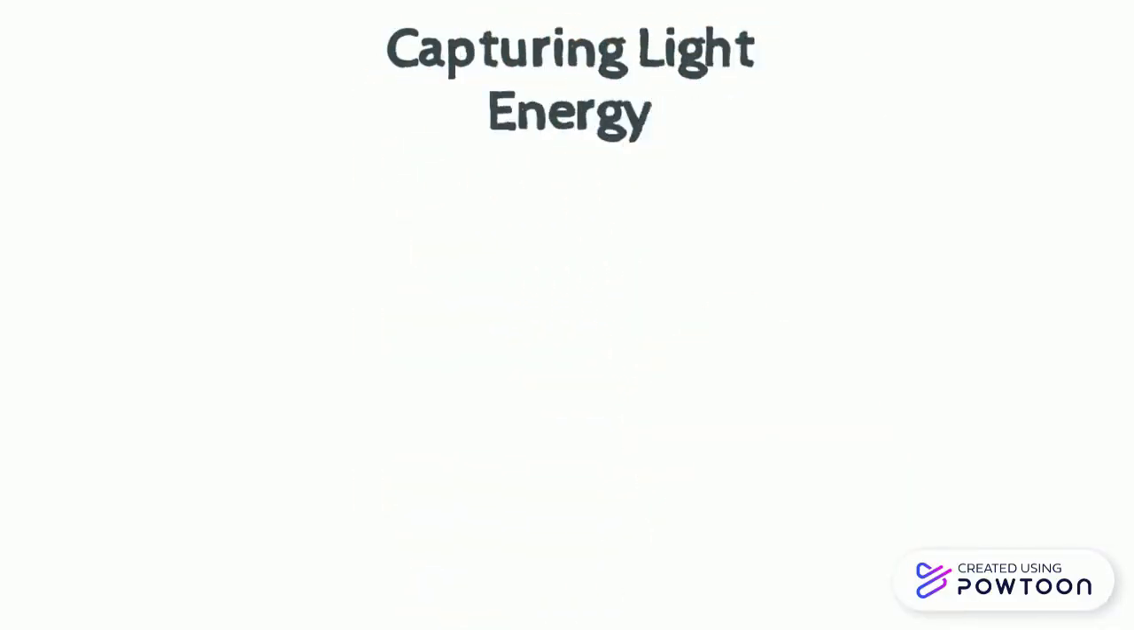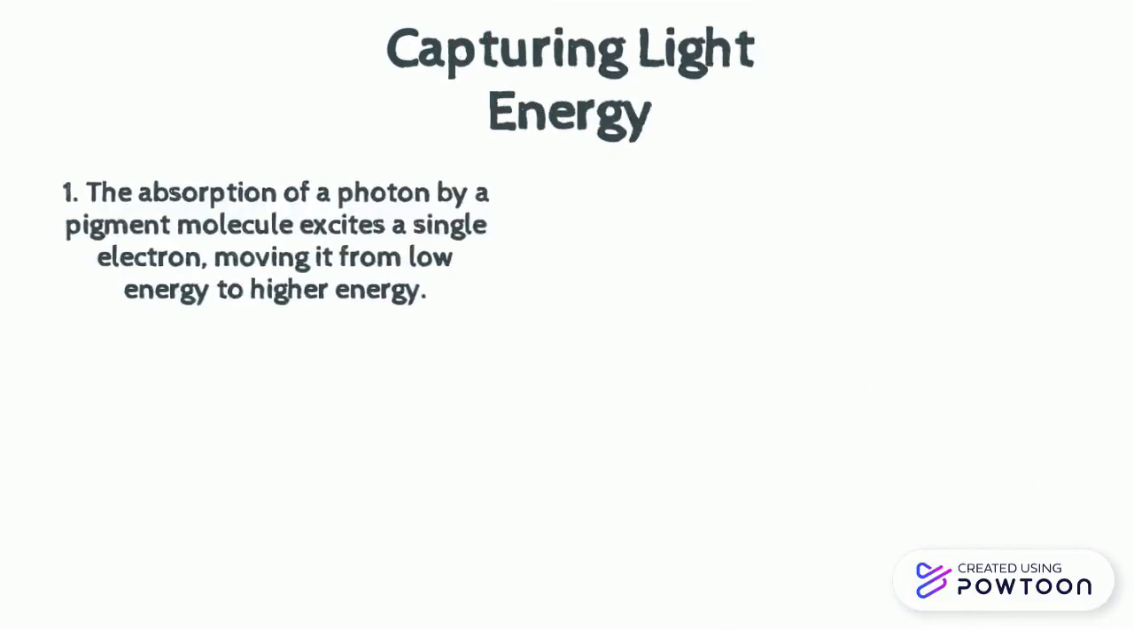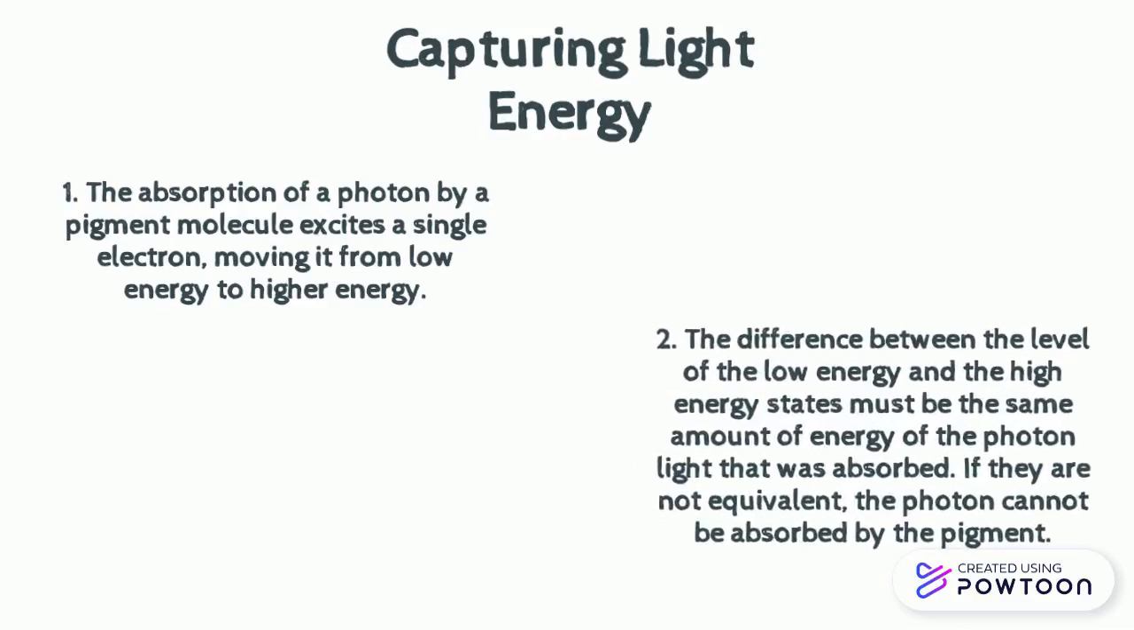There are 2 points for light absorption that are important in photosynthesis. First, we must note that the absorption of a photon by a pigment molecule excites a single electron, moving it from a low energy level to a high energy level. Second, the difference between the level of the low energy and the high energy states must be the same amount of energy of the photon light that was absorbed. If they are not equivalent, the photon cannot be absorbed by the pigment.